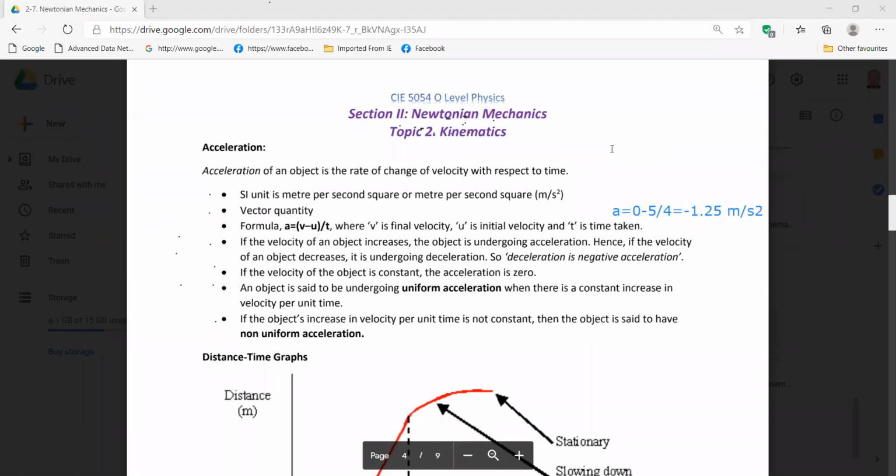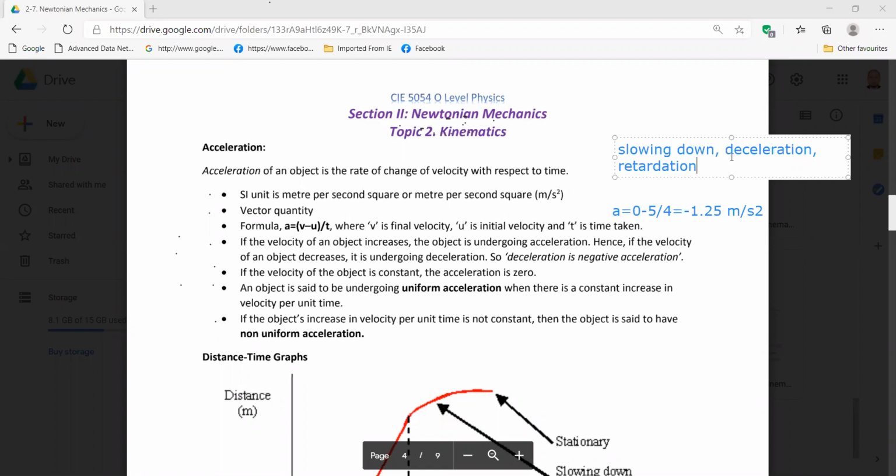Can you please note it down in your copy? Slowing down is also known as deceleration. It is also known as retardation. During your study life, from now on, sometimes you will get retardation, sometimes deceleration, sometimes slowing down. All these are the same thing.